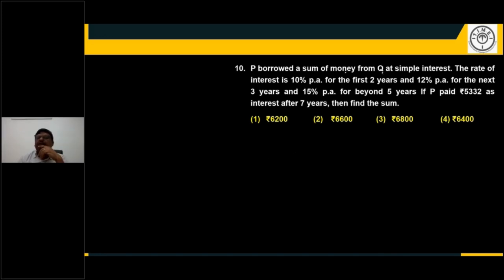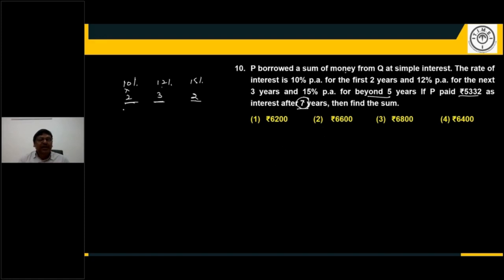Students, you can see P borrowed some money from Q. What is the rate of interest? 10% per annum for the first 2 years, 12% per annum for the next 3 years, and 15% per annum after 5 years. This 2 plus 3, 5 years gone, now for beyond 5 years. If P paid 5332 as interest after 7 years, this is interest for 7 years, means you need 7 years. 5 years gone, means it will be another 2 years. First 2 years 10%, next 3 years 12%, and for the remaining 2 years it is 15%.